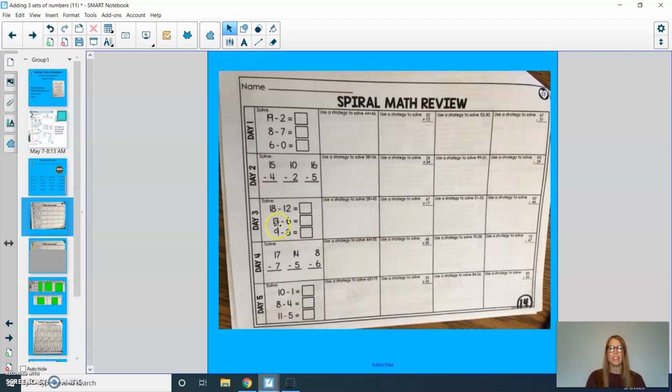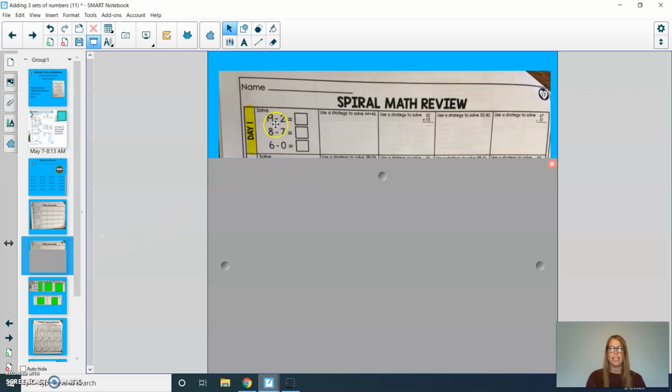The next thing we're going to do today is look at our spiral math review. So if you can open up your distance learning packet to page 14, you're going to see that there's 5 different days. We are just going to focus on day 1 today. So if you can look at these first 5 problems, in just a moment I'm going to ask you to pause the video, solve these 5 problems, and then press play when you're ready to hear the answer.